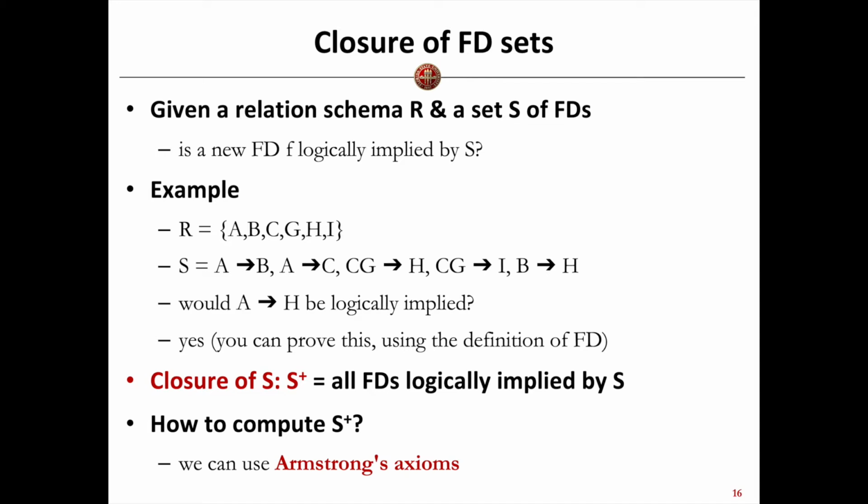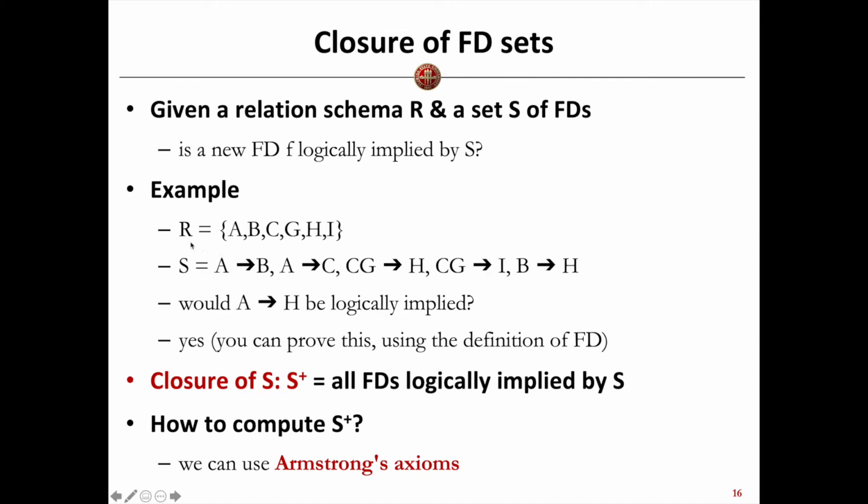Then what is a closure? Given a relation R, as well as a set of FDs, we have a bunch of functional dependencies. We can represent the FDs as a set. Then we can check if a new FD F is logically implied by the existing FDs or not. To answer this question, we can check whether this FD F is in the closure of S. What does this mean? We can provide you with a concrete example.